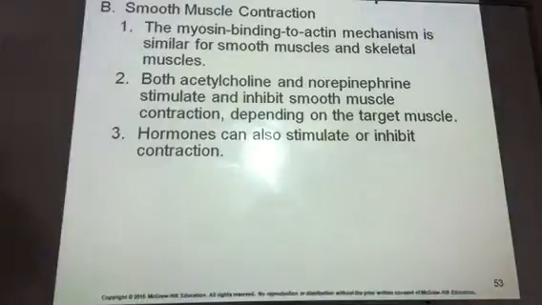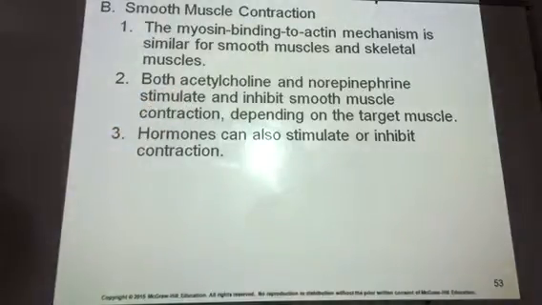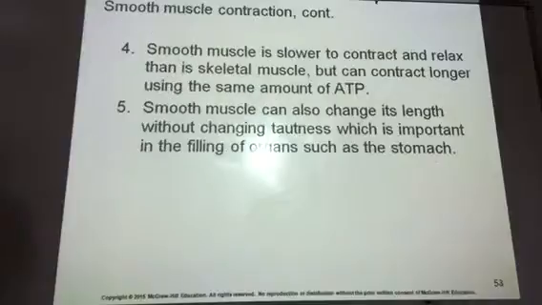There are similarities between smooth muscle and skeletal muscle. The neurotransmitters that they use are going to be the same. So acetylcholine and norepinephrine are going to stimulate and inhibit smooth muscle contraction depending on what muscle they're targeting. Other hormones can also stimulate or inhibit contraction. Acetylcholine is the primary one that I would like you guys to remember.